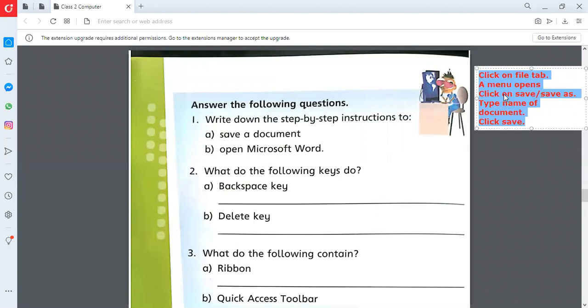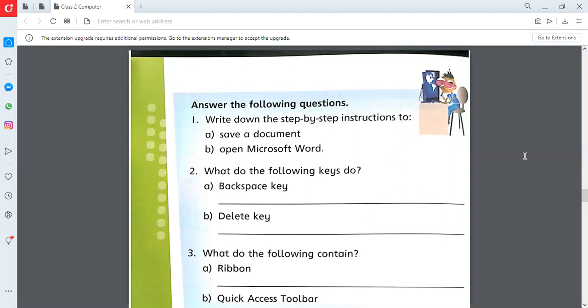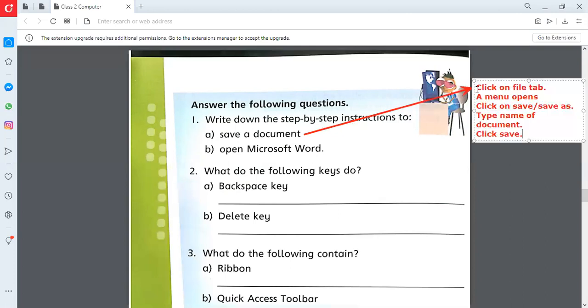Okay. So I make it small and they are showing it here. If you see, it is showing there and this is the answer for save a document. The answer of this question is here. So it is written over here. Everybody has to write this in the notebook. So some steps are there. What are those steps? There are 5 steps available.